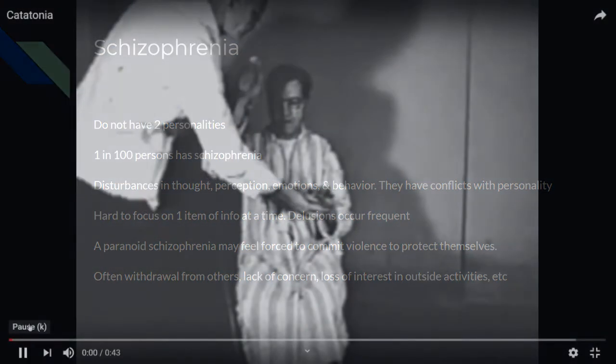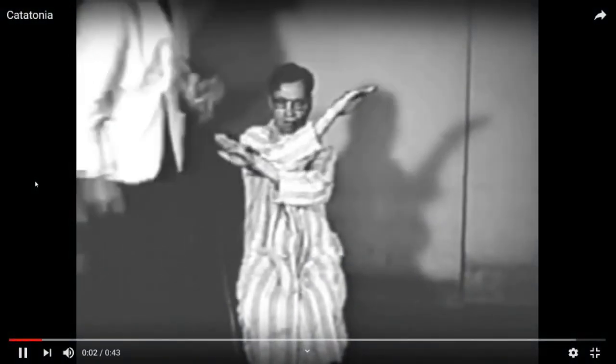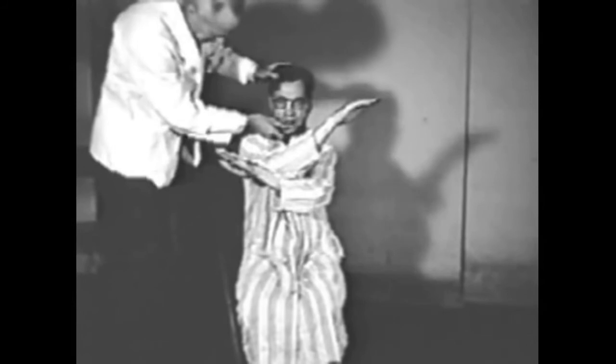Let's watch it together. Like a warm candlestick, the body of the patient can be contorted into almost any posture. The patient may maintain the posture for several minutes.